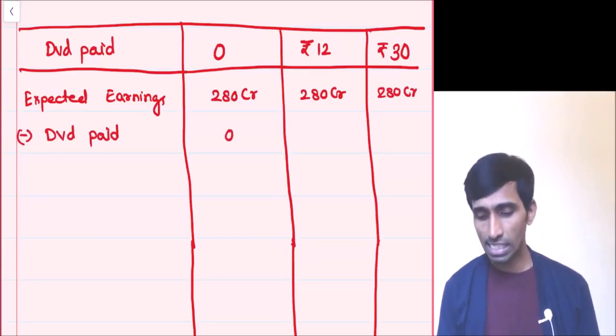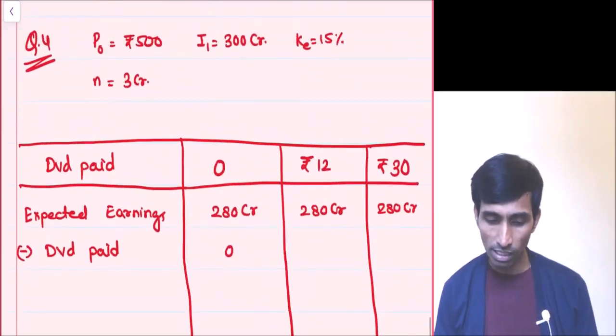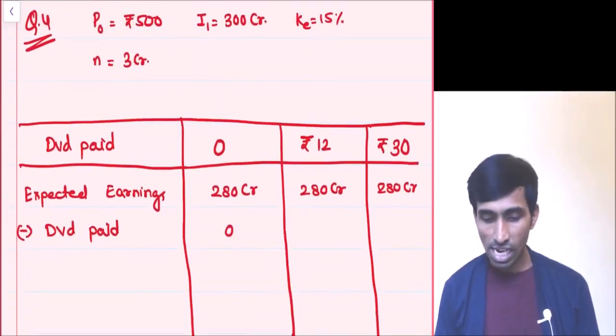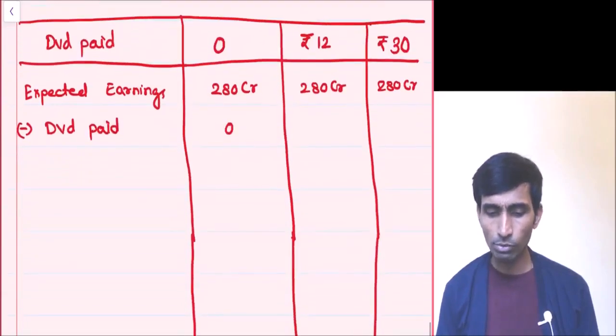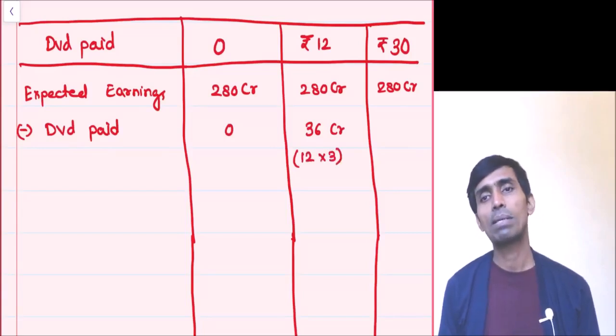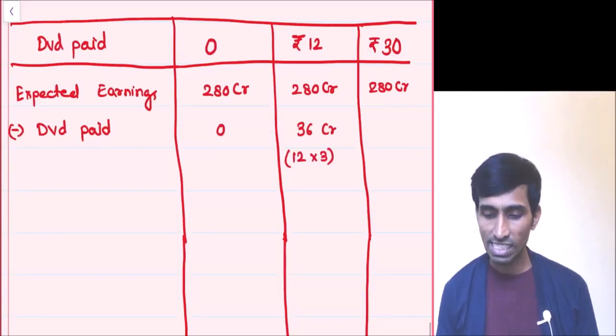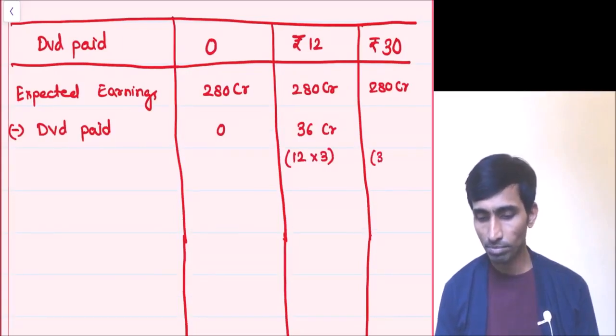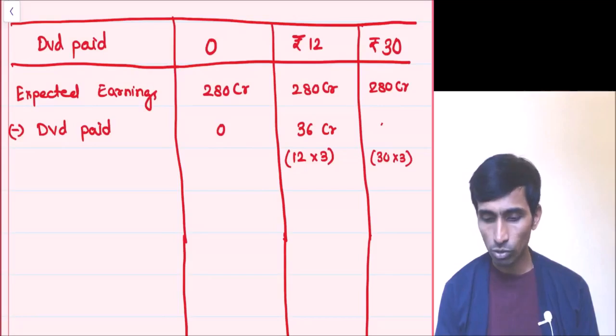In the second case, if you check, I have 3 crore shares. And if I say 12 rupees dividend per share, 12 into 3 crores becomes 36 crores. So 36 crore I will pay. How did I calculate? 12 multiplied by 3 crore shares. And the next case, 30 multiplied by 3, that is 90 crores.